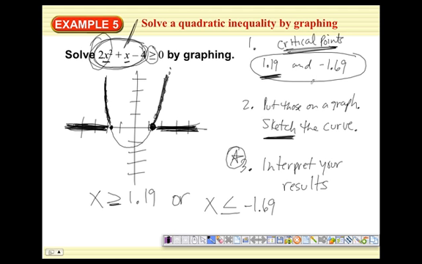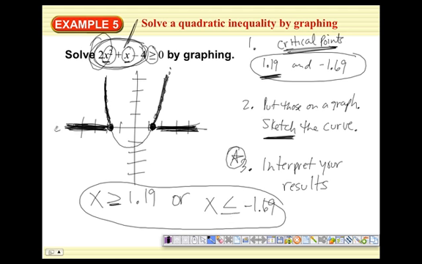Okay? So number one, find your critical points because those are going to be the ones in your answer right here, your critical points. This is the final answer. If x is greater than 1.19, if I put an x value greater than 1.19 in here, what do you think would happen? It would satisfy this inequality. It would make it greater than 0. If I put something in less than negative 1.69, guess what? It would make this greater than 0.